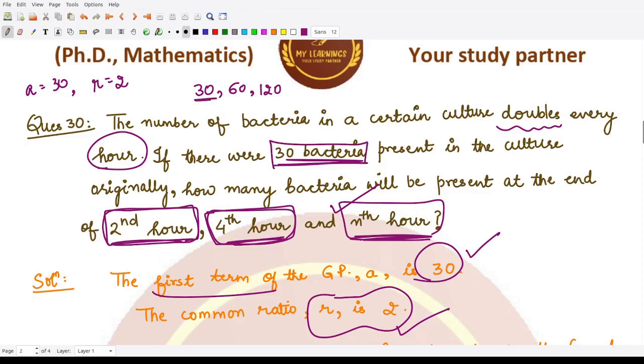Or more so, you initially had 30 bacteria and it is doubling every time. So initially it was 30, next hour it would be the double of 30, which is 60, next hour it would be the double of 60, which is 120, next hour it would be the double of 120, which is 240, and we keep on doing like this, right? So the answer to the second hour is 60, which is lying over here, right? This 60. And the answer to the fourth hour is 240, which is lying over here. So this is another way to do the question very simply, right?